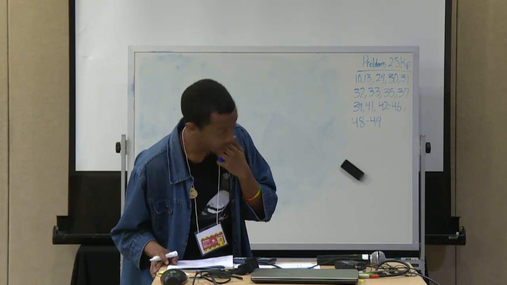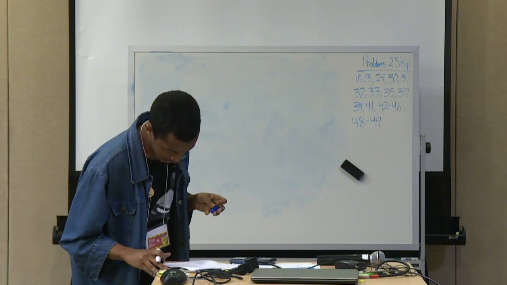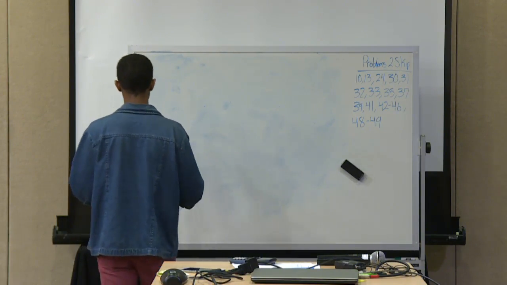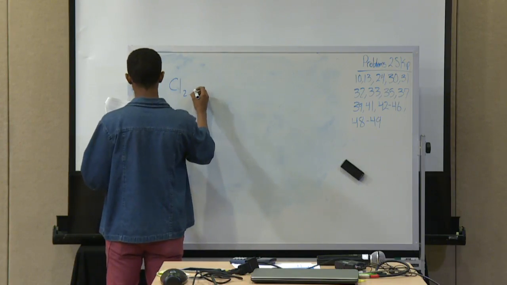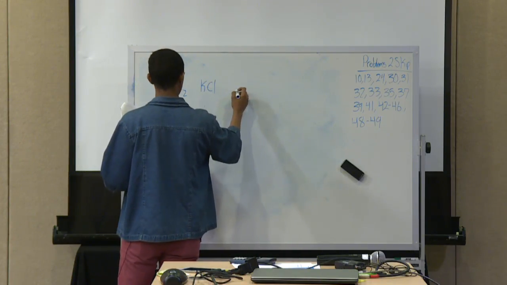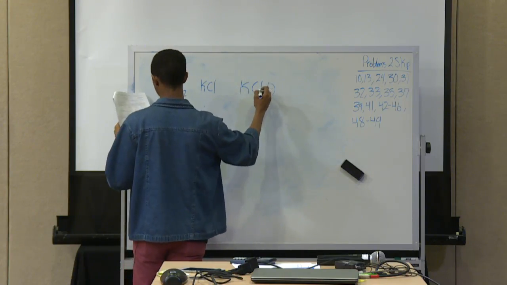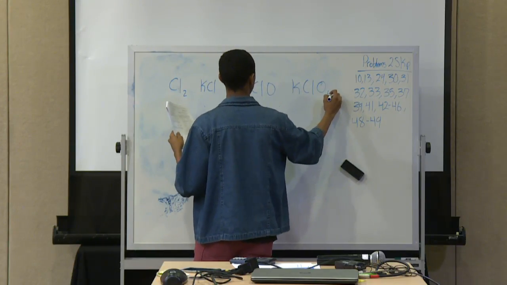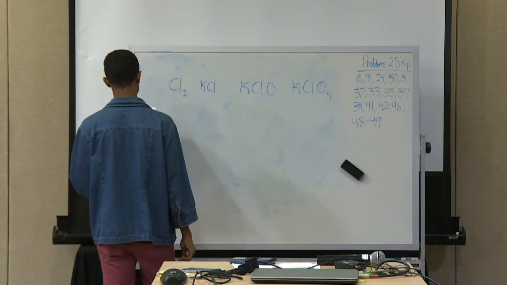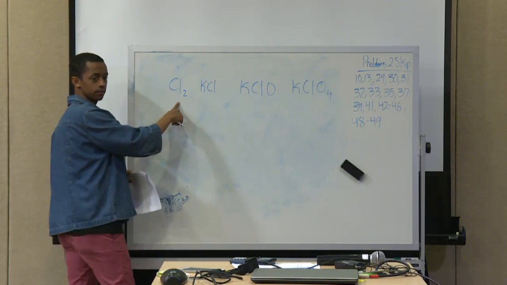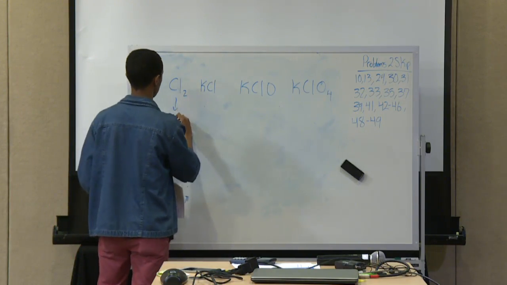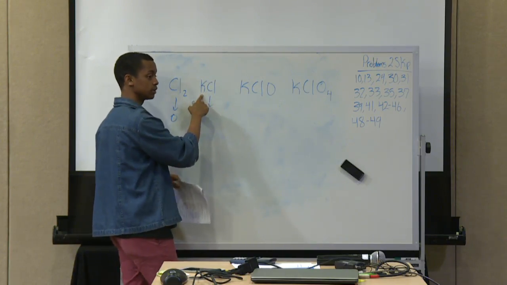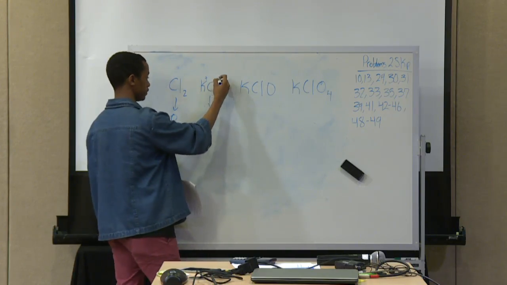All right, 38. Which of the following substances has chlorine in the lowest oxidation state? I've got Cl2, KCl, KClO, and KClO4. Chlorine, what's the oxidation state here? 0. Here, chlorine is what? Potassium, we know since it's group 1, is always positive 1, right? So this was negative 1.